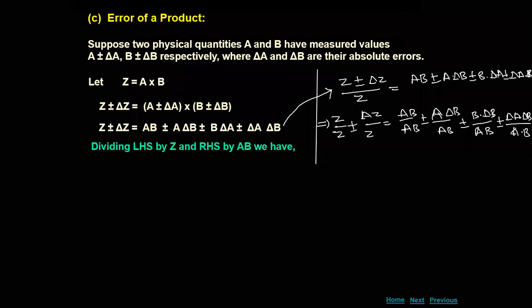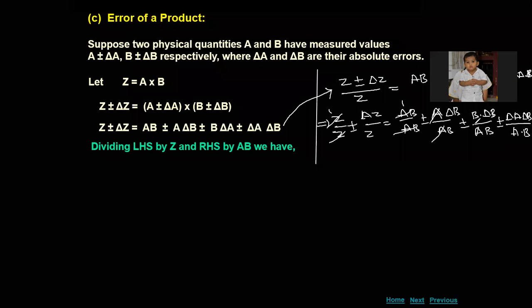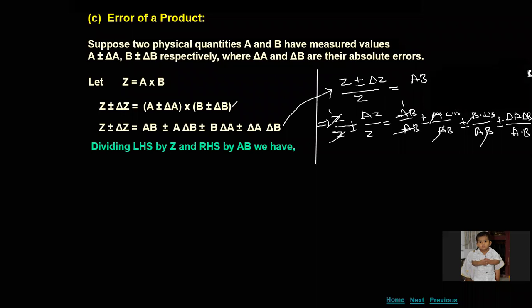Okay. Now, if I cancel out some terms over here, this Z and Z will cancel out, and here AB and AB will cancel out, you'll end up with 1, here you will end up with 1, and this A and this A will cancel out, here B and this B will cancel out. Okay. So what we are left with overall, we'll see here.